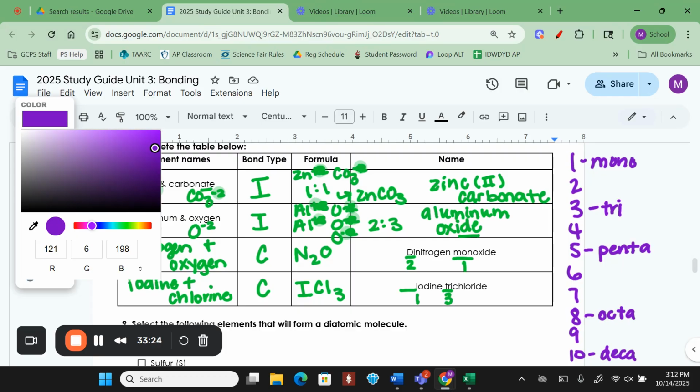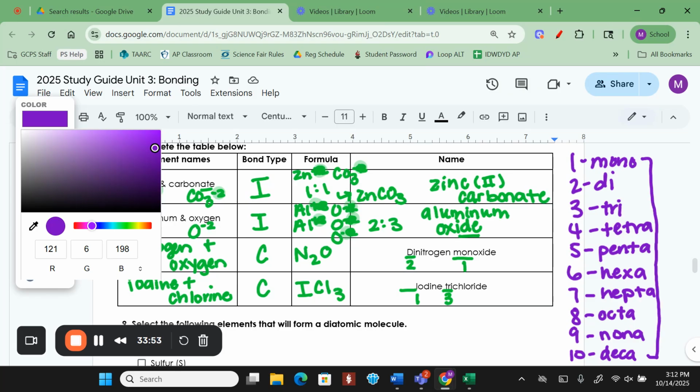Some other ones that are a little more obscure are 2, which would be di, 4 is tetra, 6 is hexa, 7 is the one that is often missed, it is hepta, and 9 is nona. These are the prefixes that you can use with covalent compounds only. Pause the video now if you need to write them down.